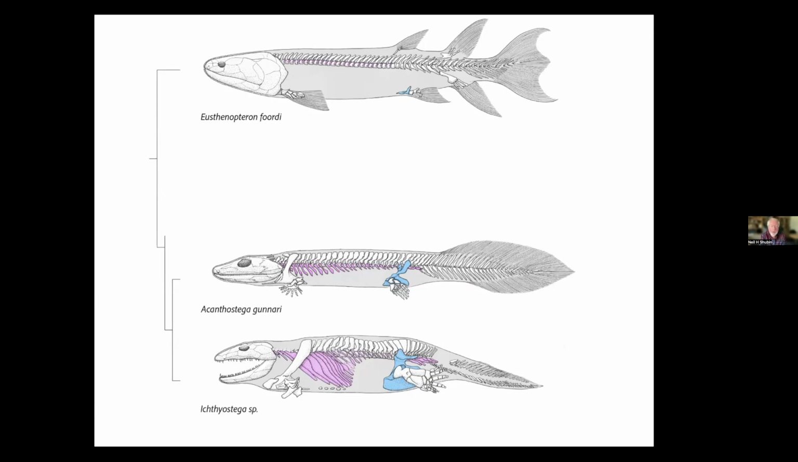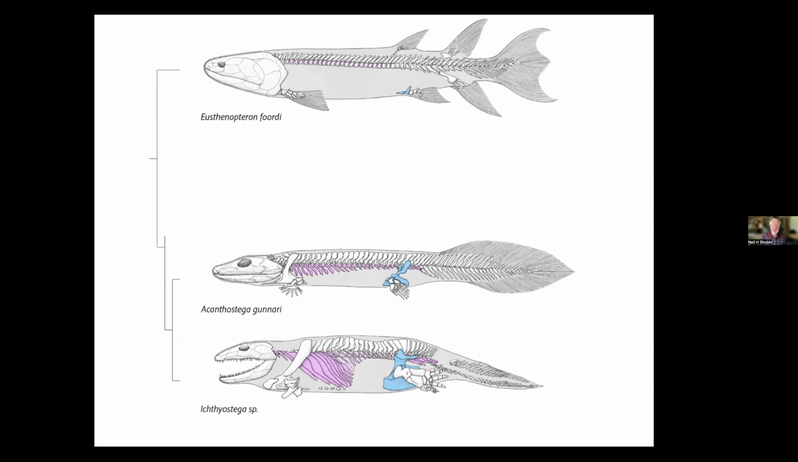Look on the bottom. Those are early tetrapods. These are from rocks 365 million years old. You can see they actually have digits. You can see the fingers and toes on there. They have really big pelvis as compared to Eusthenopteron. Look at the size of the hip. It's really big. Their ribs are bigger, and on and on and on.